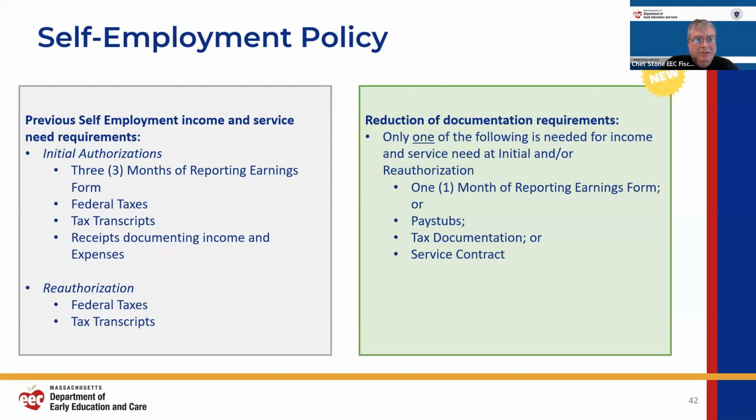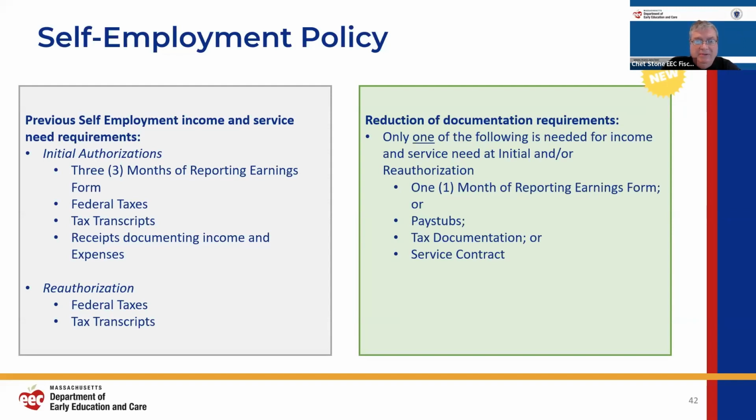At initial authorization, we requested the 3 months of reporting earnings form completed. We requested all the income confirmations, bank statements, things like that. Then we also requested the receipts to show the expenses and completed the form that way. We also requested a copy of the federal taxes, tax transcripts, and all the receipts documenting their income and expenses. At reauthorization, all we requested was just the federal taxes and the tax transcripts. So like I said, gray was how we did it.